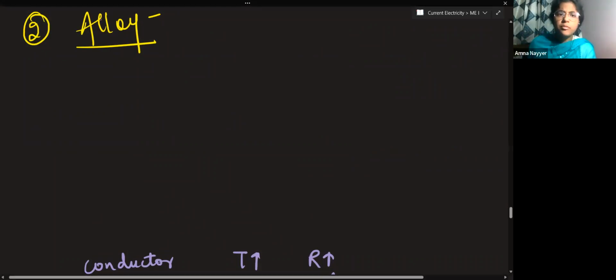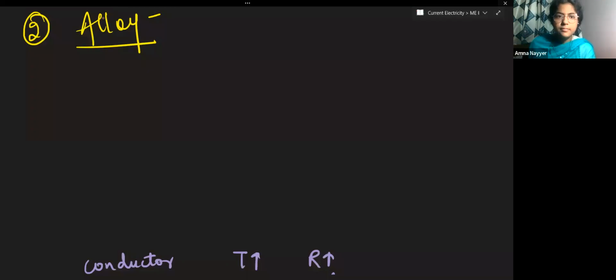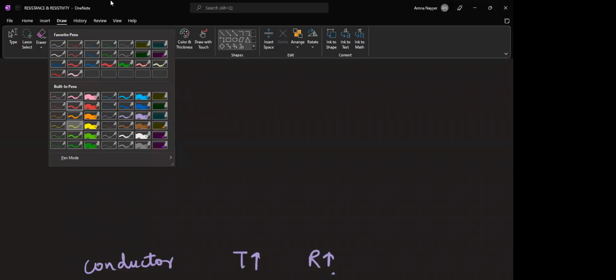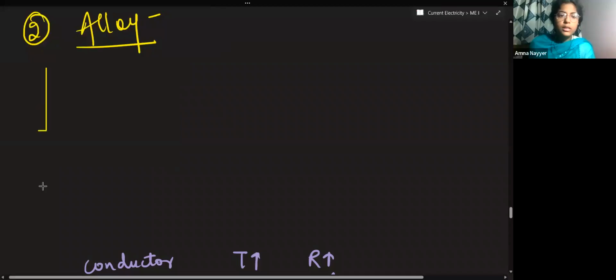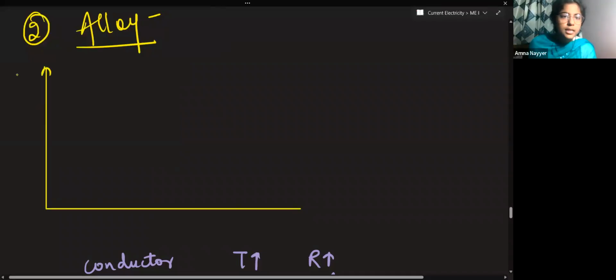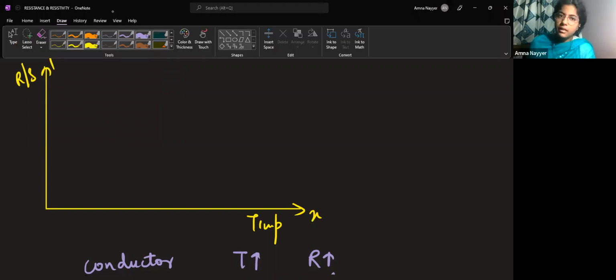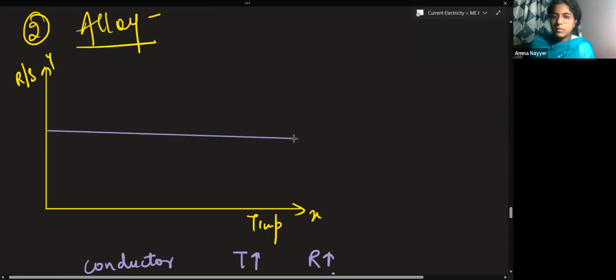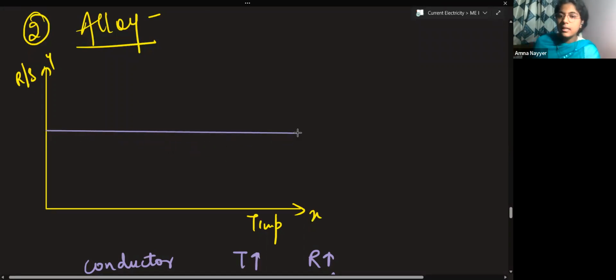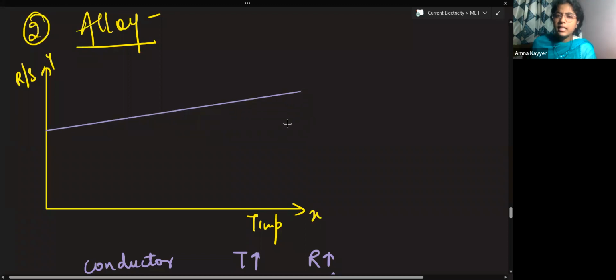Alloys, you must have heard of mixture of materials. Yes? Yes, ma'am. Now, in case of alloys, what happens? This is the resistance or resistivity graph on the y-axis, and this is the temperature on the x-axis. Variation is there from the normal one. Normal is this. If I draw this graph, then I'll say this is a constant, meaning resistance and resistivity are not changing. But resistance and resistivity slightly increase.